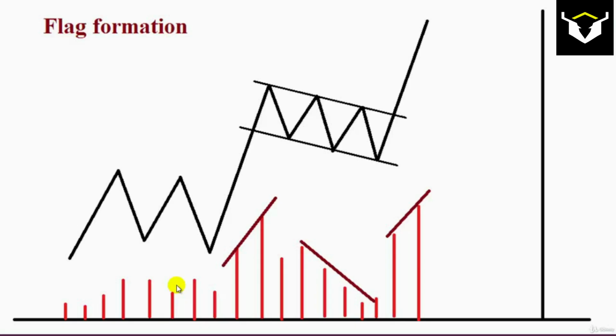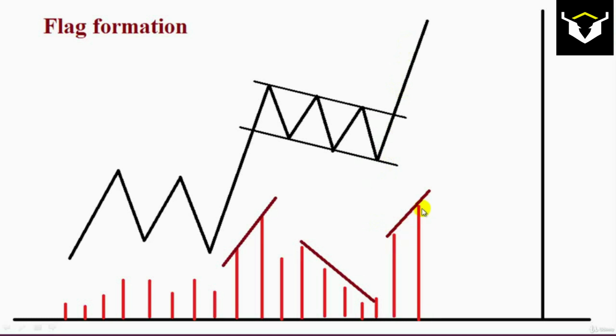This is how a flag pattern looks. There is a sharp upside move followed by a consolidation. This consolidation can be marked by two parallel lines, and when prices enter consolidation, volume dries up. The sharp up move has higher volume, and once prices broke above the flag, volume burst up considerably.